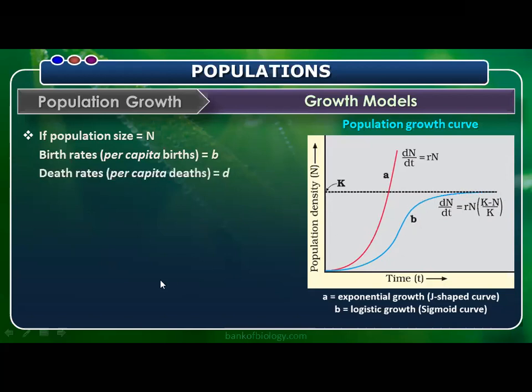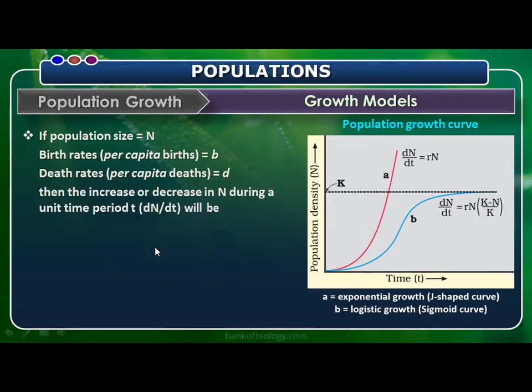So here the meanings for this: N equals population size, b is birth rate, death rate is called d, and the increase or decrease in N during a unit period of time is called dN by dt, equal to (b minus d) into N.